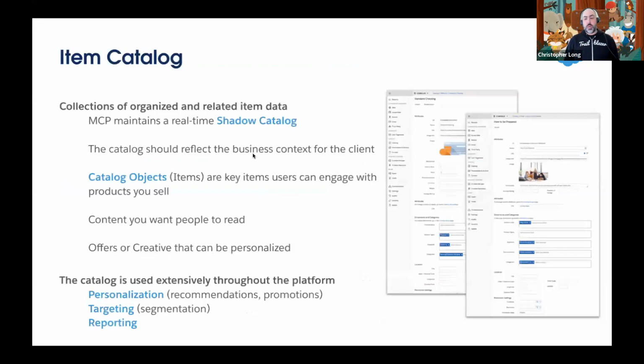Item catalog. So there is this whole kind of circle that happens with personalization. Someone does something, we learn about them, we recommend something back to them. That's kind of the goal of personalization. So in order to recommend something, you have to have something to be recommended. That is where the item catalog comes in. So we call it an item catalog.